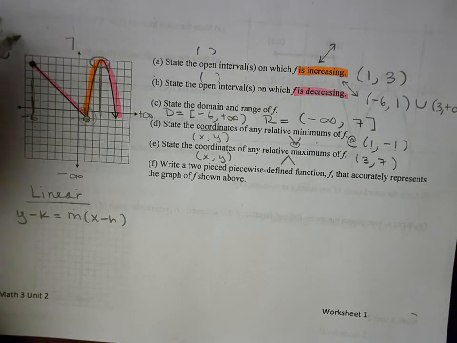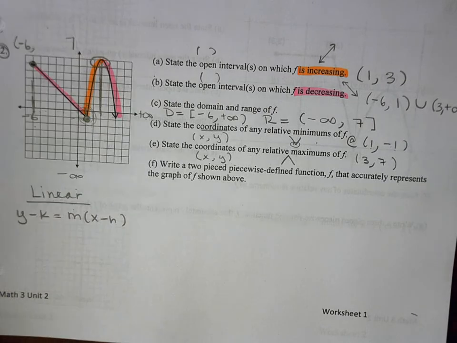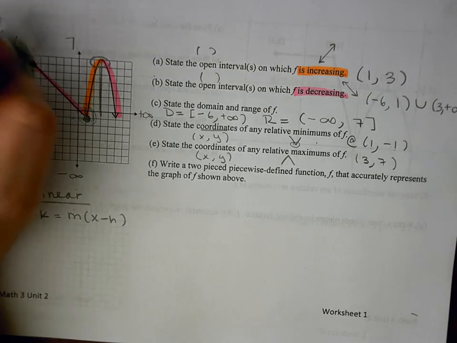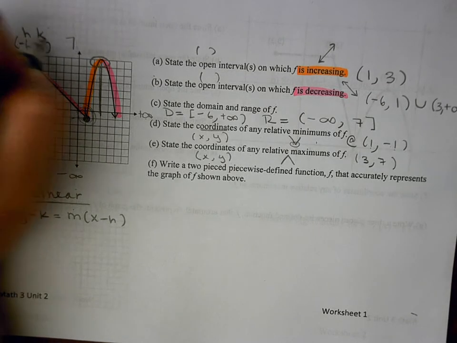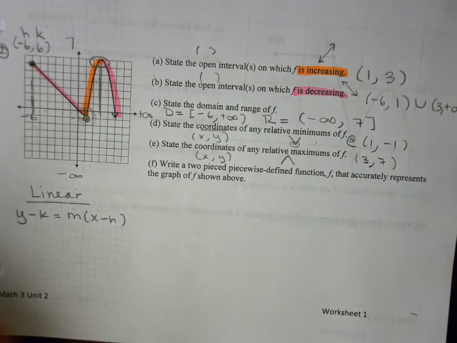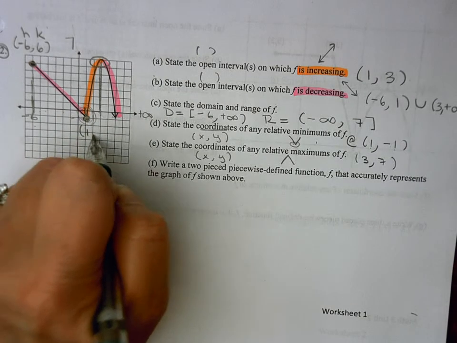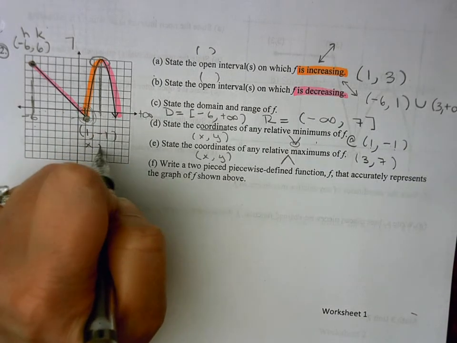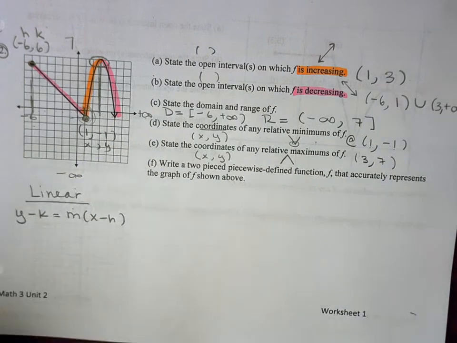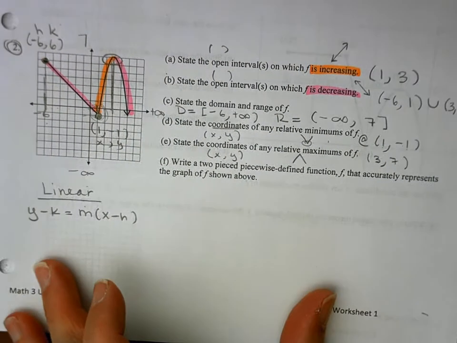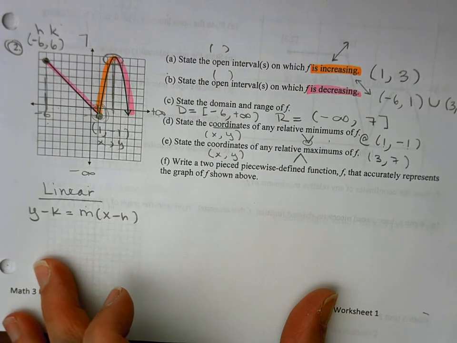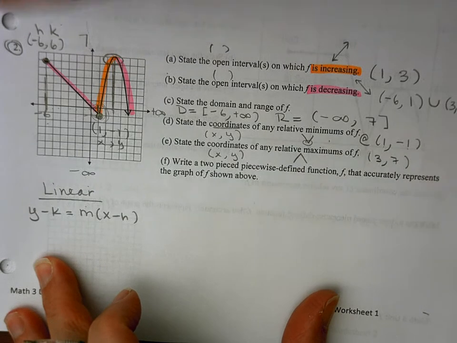So that was at -6 and +6, so that's my h and my k. And then this one I'll call my xy, so that was at 1, -1 for xy. Okay. So then I just need to replace the values except for the slope and then solve.